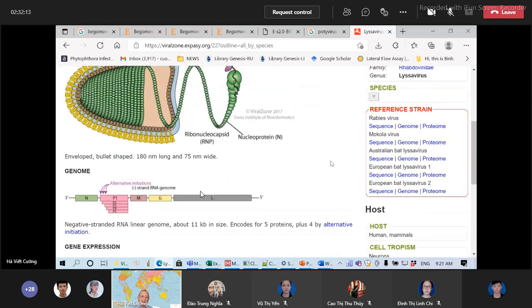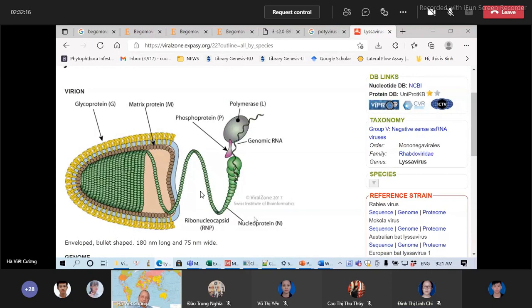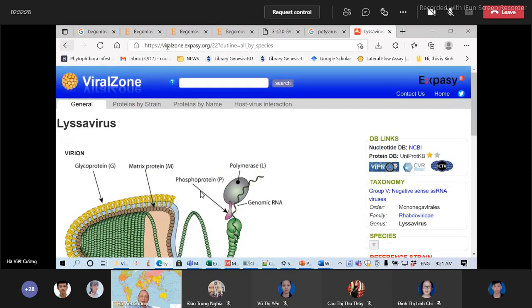So see here, one very famous, of course dangerous virus that attacks humans. It belongs to the genus Lyssavirus, and that's in the family Rhabdoviridae. Now, and the virus that causes disease on plants.